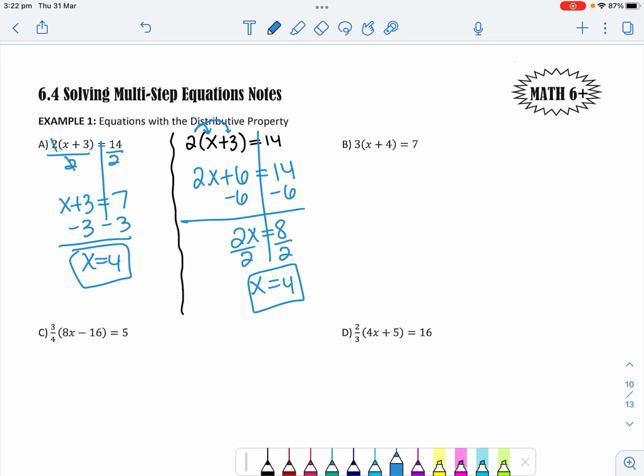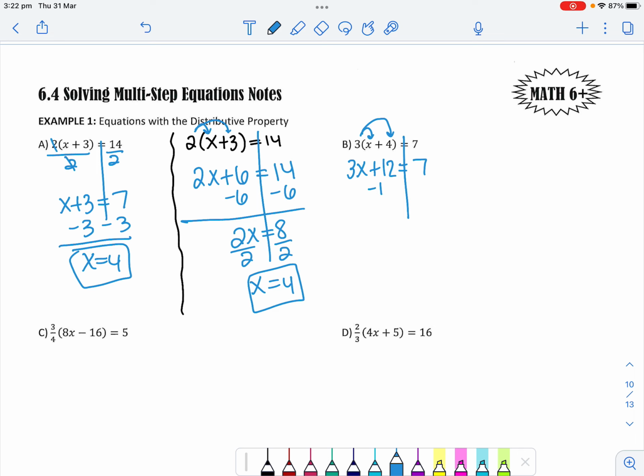Now in part B, when I look at this equation, 3 times x plus 4 equals 7, 7 divided by 3 is not something that I want to deal with. It's going to be an ugly fraction or a decimal, and I just don't want to deal with that. So this one I am going to distribute. So I'm going to do 3 times x and 3 times 4. So 3x plus 12 equals 7. Remembering to multiply by each part of that expression.